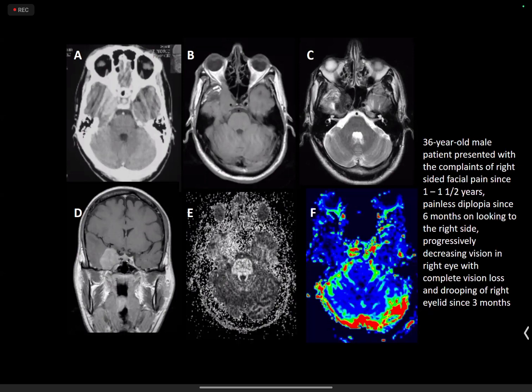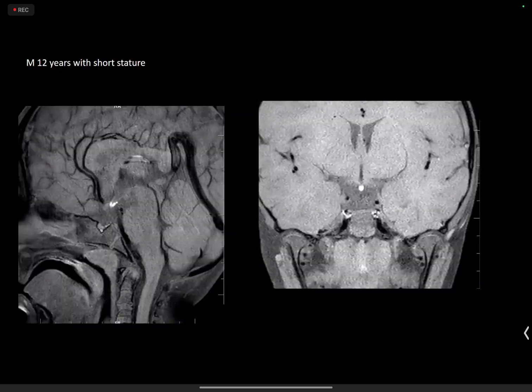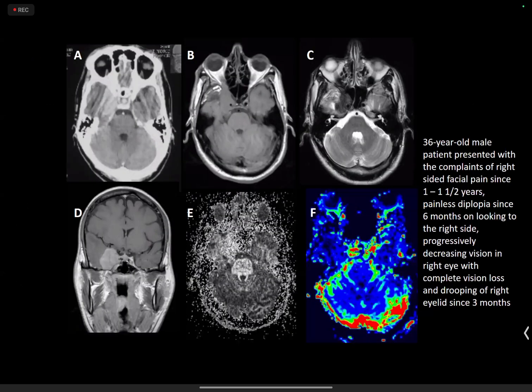And this is the last case. No, I think there's one more. Sorry, last case. So this is a 36-year-old man with right-sided facial pain since a year, as well as diplopia, progressively decreasing vision, basically progressive visual complaints. Diplopia, decreased vision, drooping of the eyelid on the right side.